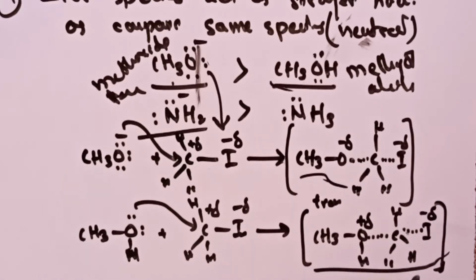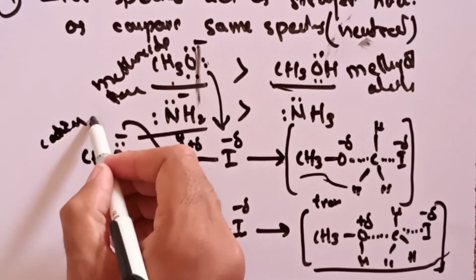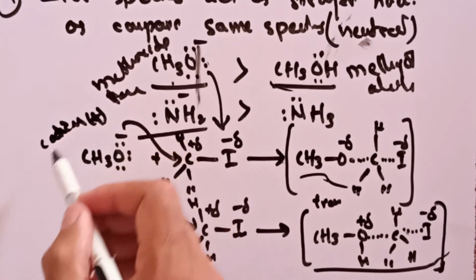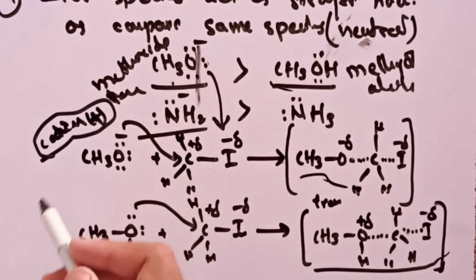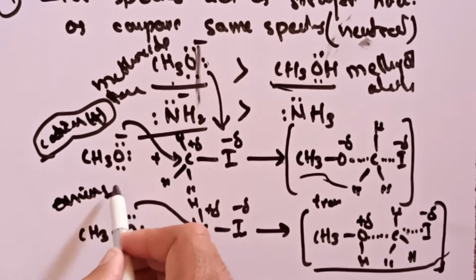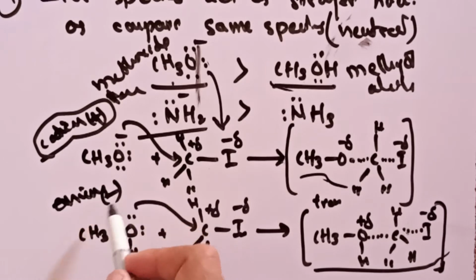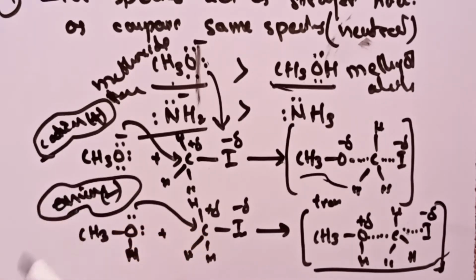Actually, all the cations that have positive charge want to get more positivity, and when they get more positivity, they will be more stable. When it is an anion, that is negative charge, all the electronegative elements want to get negative charge, and that's why they will be more stable.